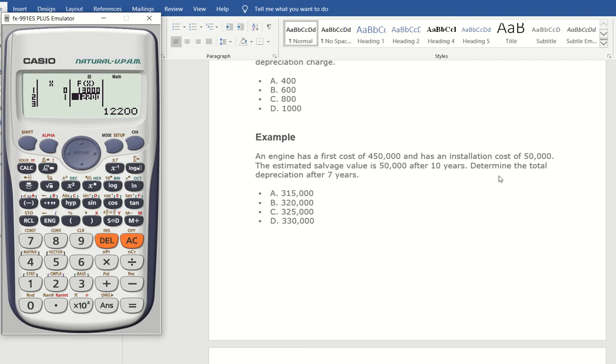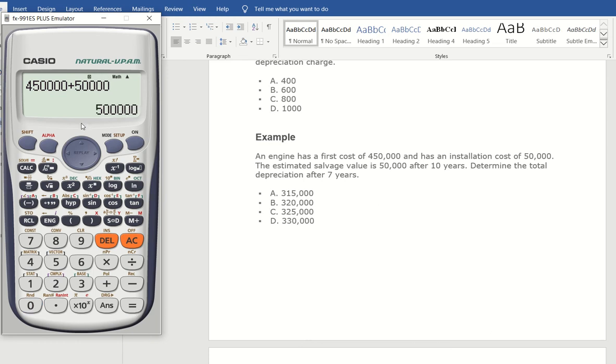So this is what I'm talking about, guys. It's asking for the total depreciation. So we're just gonna do the same process. Let me just go back to mode 1. All right. So again, here it's gonna be tricky because there's two given costs, 450,000 and an installation cost of 50,000. So no need to worry, guys. All you need to do is add 450,000 plus the installation cost. So that's gonna be our whole cost.